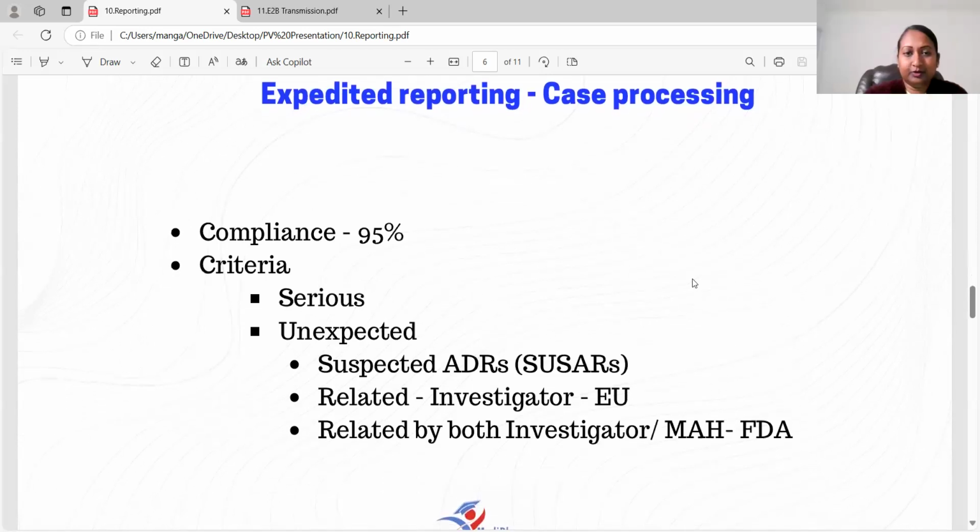Now, in expedited reporting, when do you do expedited reporting? First of all, expedited reporting is expected to have a compliance of 95% and above. If your pharmacovigilance team has a compliance below 95, they're not efficient enough, and 95 is the lowest. You should always aim at being 98% compliant.